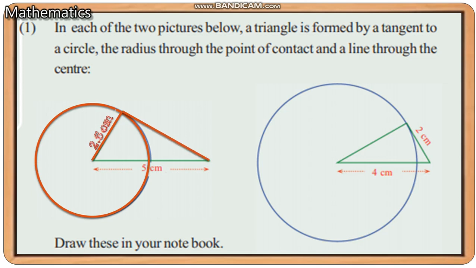Then you may take 5 centimeter in your compass. Listen everyone, take 5 centimeter in your compass and keep the sharp point of your compass on the center of the circle and draw an arc touching the line. Draw the arc at first and draw that line.